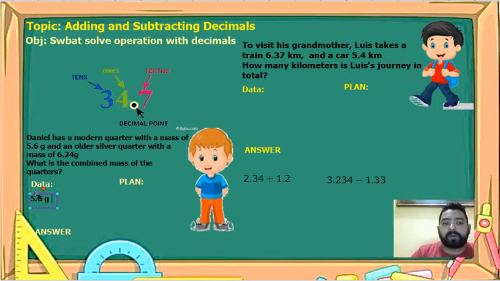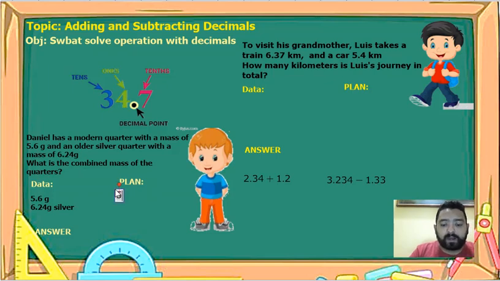And the other quarter, that is a silver quarter, we have 6.24. So we have 6.24 grams for the silver quarter. Okay, now in the plan the question is, what is the combined mass of the quarters? Combined means addition, or when you put together something. So in this one we are going to use the addition of decimals.